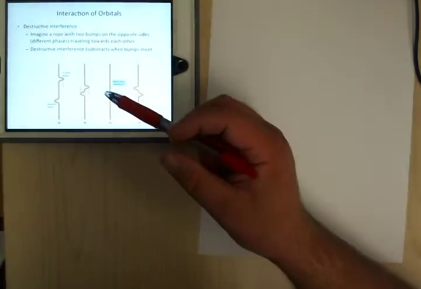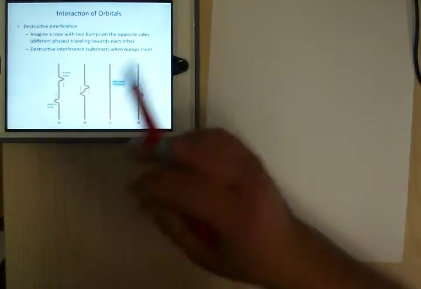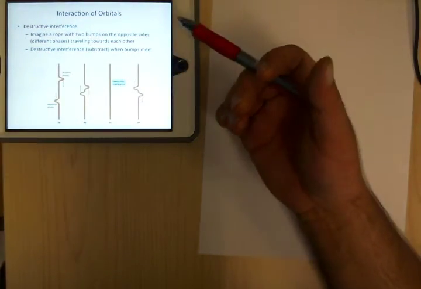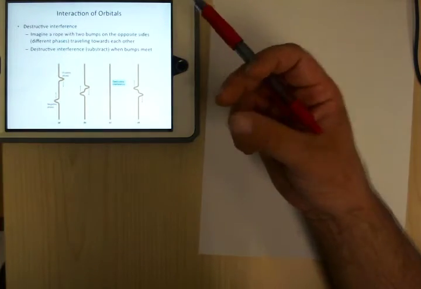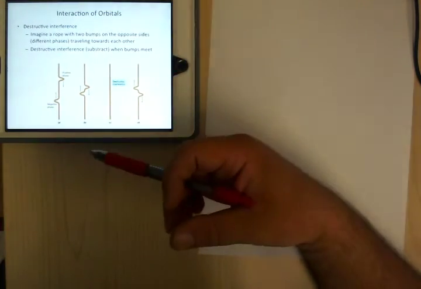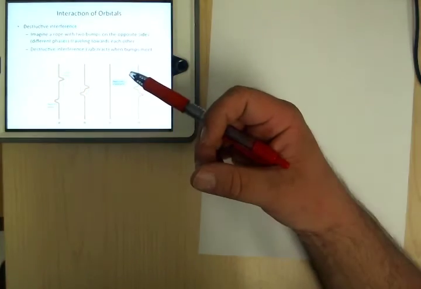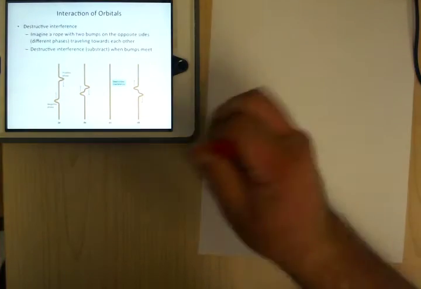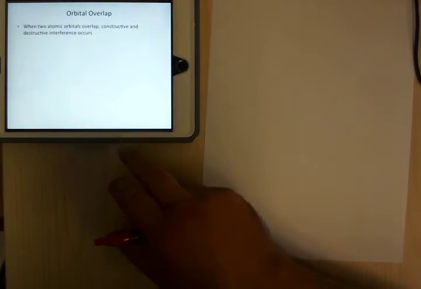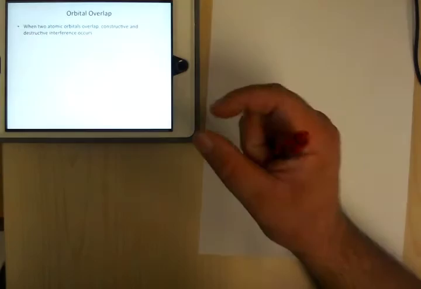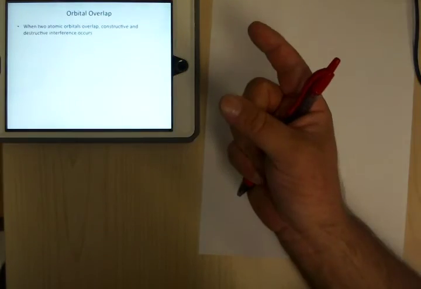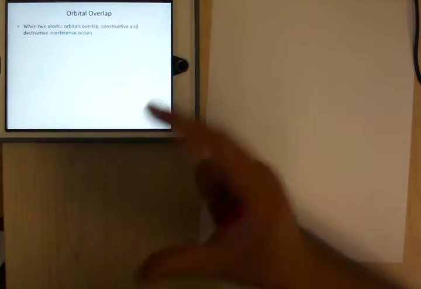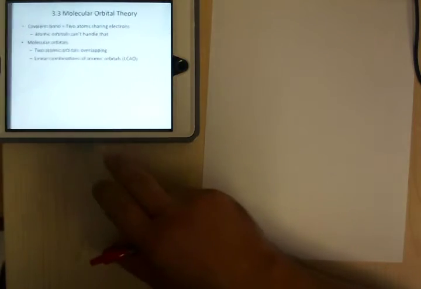So, again, if you want to think of these as the different parts as mathematical values, when you have two positive values and you add those together, it gets larger. When you have a positive and negative, their sum is going to be less. That's all this is saying. Because what happens when you get two orbitals is you get constructive and destructive interference, and so they're going to change their shape depending on where that is.